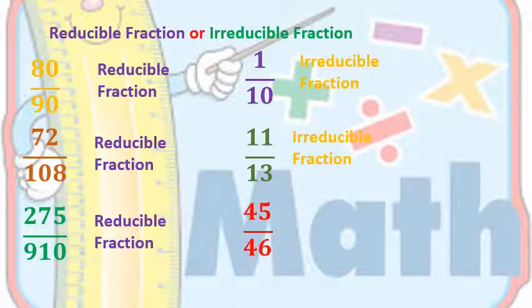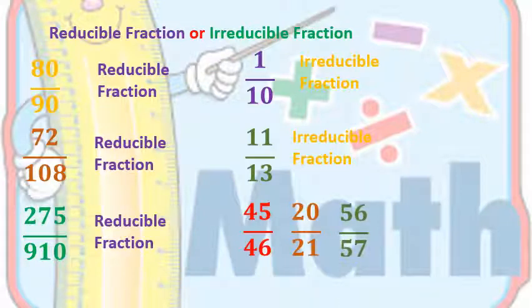Now over here, can we simplify it? No, we cannot, because we have two consecutive numbers. So 45, 46, we cannot simplify it. Another example, over here we also have two consecutive numbers. We have 20, 21. We also cannot simplify it, we cannot reduce it. Again, we have 56 and we have 57. Can we simplify it? No, we cannot. That's why these fractions are irreducible fractions. So we have reducible fractions and irreducible fractions.